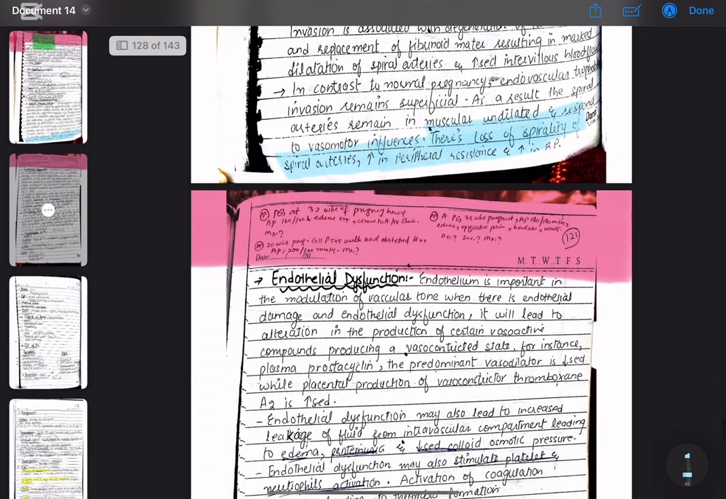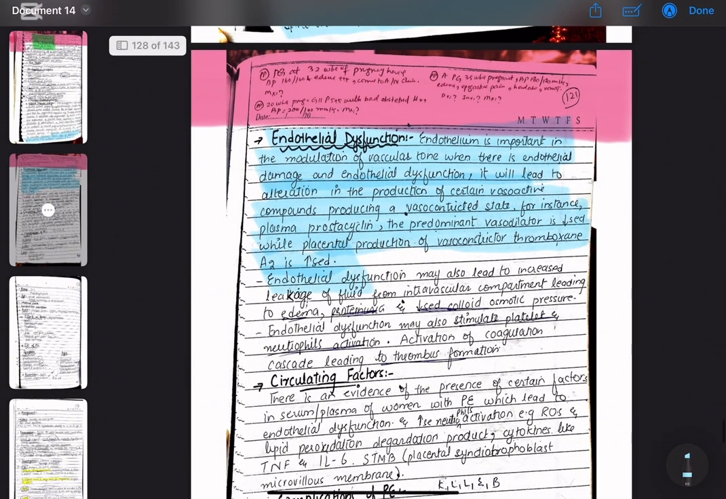The endothelial dysfunction is important in the modulation of vascular tone. When there is endothelial damage and dysfunction, it leads to alteration in the production of certain vasoactive compounds, producing a vasoconstricted state. For instance, plasma prostacyclin, the predominant vasodilator, is decreased while placental production of the vasoconstrictor thromboxane A2 is increased. Endothelial dysfunction may also lead to increased leakage of fluid from the intravascular compartment, leading to edema, proteinuria, and decreased colloid osmotic pressure.